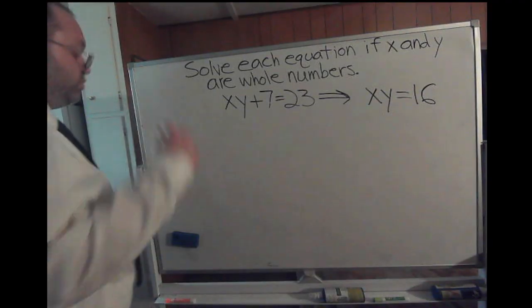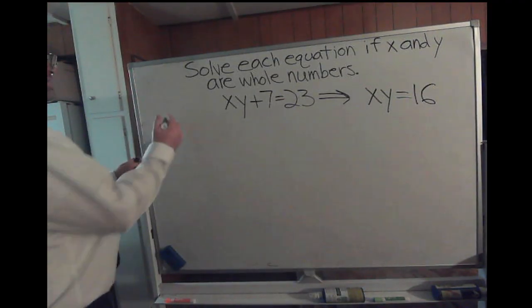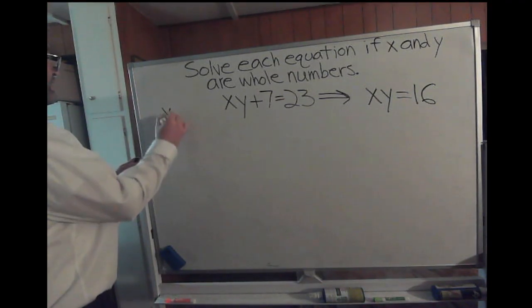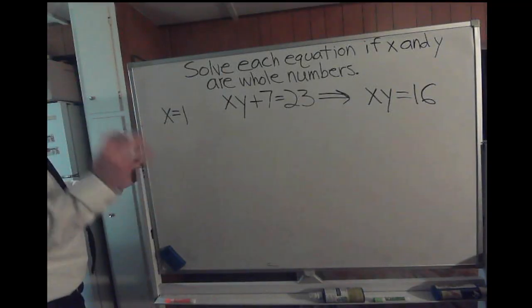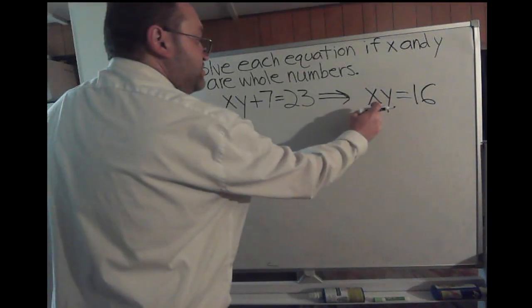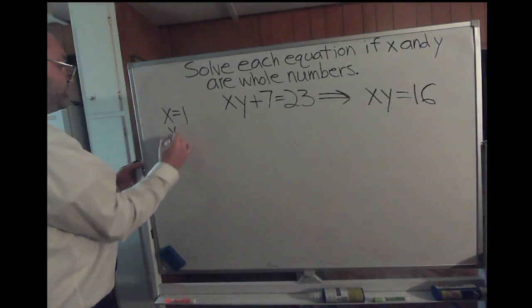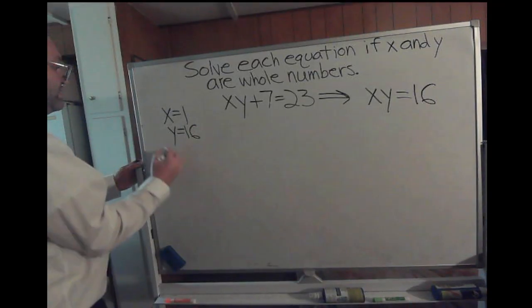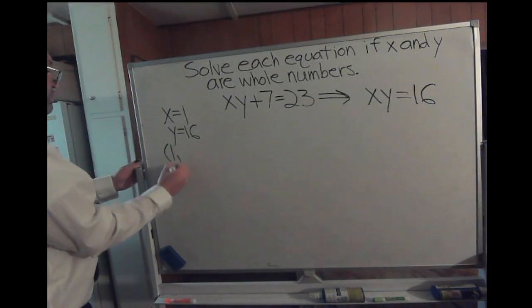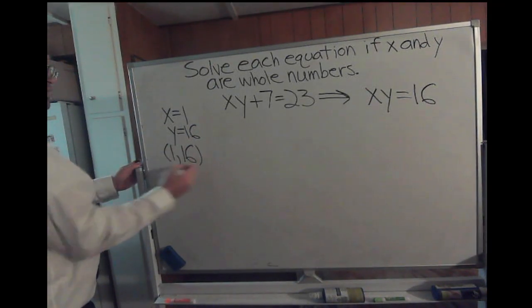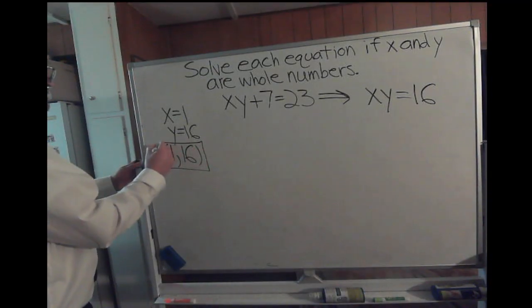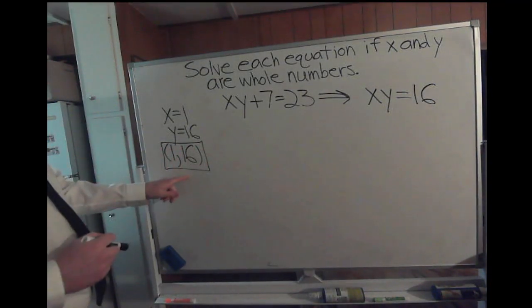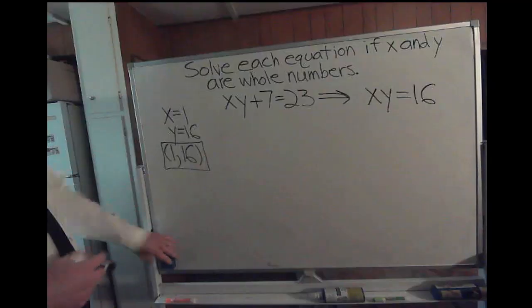So, we'll take x equal to 1. How about that? So x equals 1. You'll put in the 1 for where x is. You'll have 1 times y. Y would just simply equal 16. So when x is 1, y is 16. They're both whole numbers. That works. You get the ordered pair 1, 16 for a possible solution.